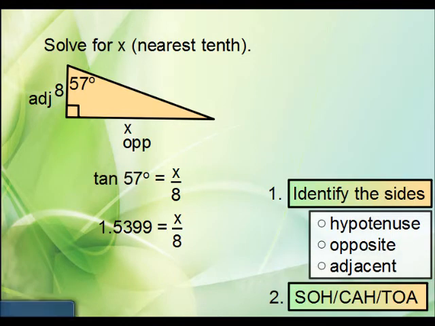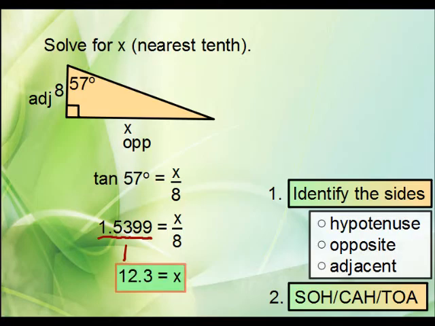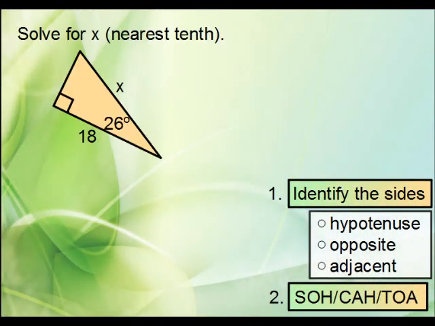From here, you can multiply both sides by 8, or you might want to think of it this way instead. Put a 1 under here and cross multiply. That would also give you the same result. In any case, 12.3 works as an answer. How about we do another?